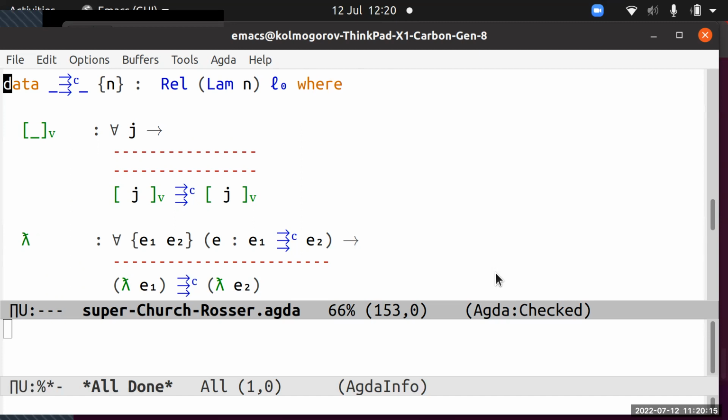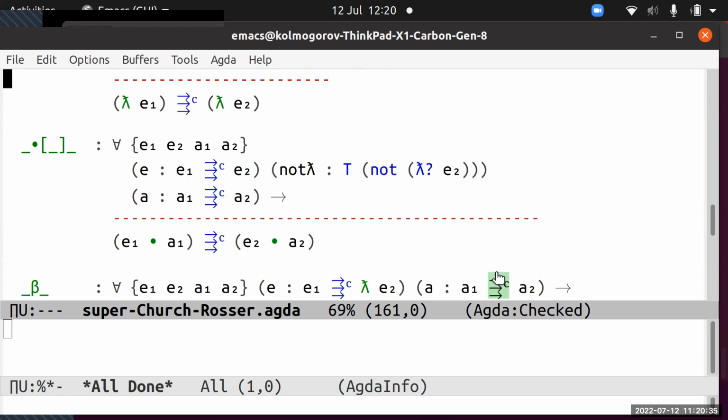No, this is just the name of a relation. But what it means is this is the S relation. And the S relation formally is called complete superdevelopment. C for complete. Variables superdevelop to themselves. Lambdas superdevelop to the development of the bodies. Here's application, and here's another clever infix. It's going to look like application. I'm going to supply a term in the middle which says that the expression is not a lambda.